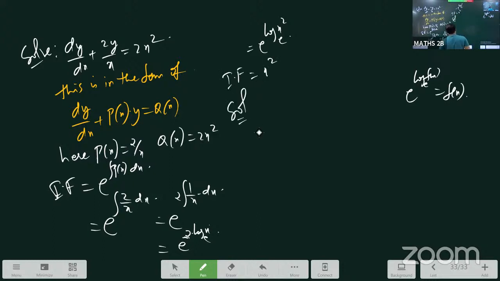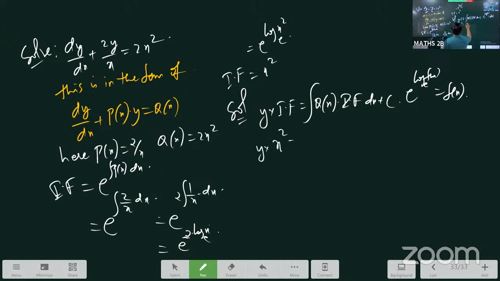Now the solution, what does it go? Your solution is y into integrating factor is equal to integration of q of x into integrating factor dx. Here it is the first method of your linear form of a differential equation. So y into integrating factor is x squared.